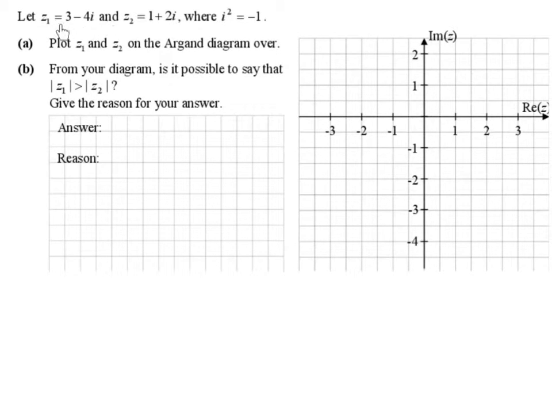Let z1 equal 3 minus 4i and z2 equal 1 plus 2i, where i squared is equal to minus 1. Part A, plot z1 and z2 on the Argand diagram over. So this is our real axis, this is our imaginary axis. Part B, from your diagram, is it possible to say that the modulus of z1 is greater than the modulus of z2? Give the reason for your answer.